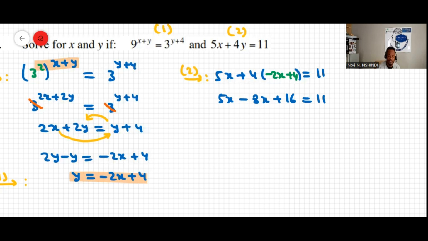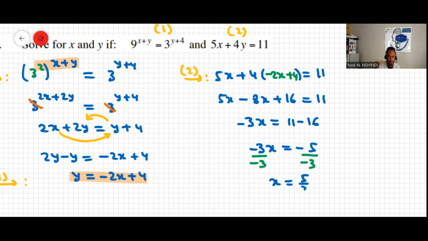Then I can move the 16 over, and 5x minus 8x makes -3x equals 11 minus 16. That makes -3x equals -5. Now we can get the value of x if we divide by -3 on both sides, and then we get the value of x equal to 5/3.